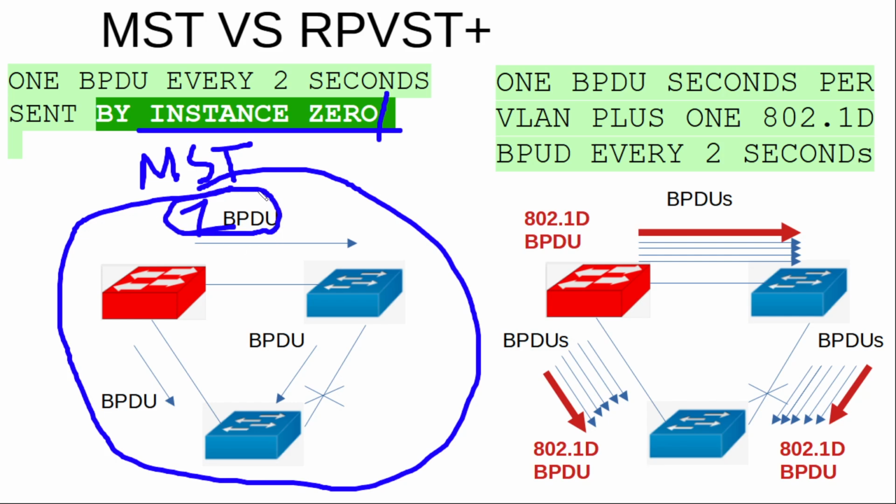Only 1. Compare that with rapid per VLAN spanning tree plus that will send 1 BPDU per VLAN plus 1 traditional BPDU 802.1D every 2 seconds. So if you had, for instance, 4 VLANs, you will be sending your traditional BPDU plus 4 other BPDUs every 2 seconds. So in that case also multiple spanning tree wins at being more efficient.